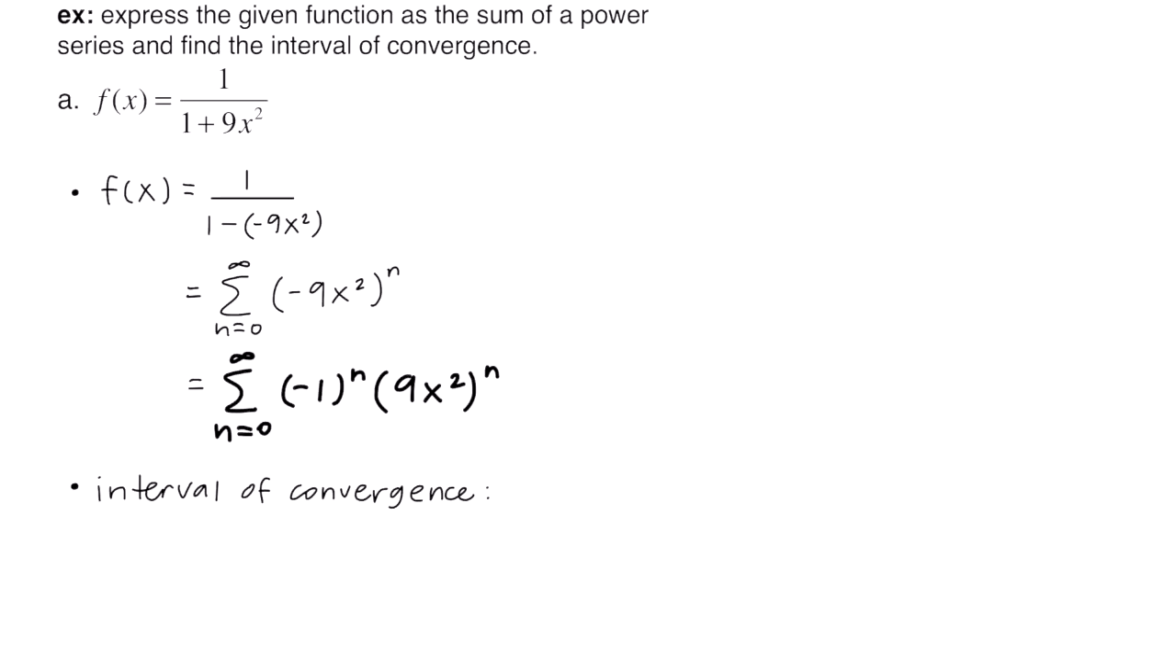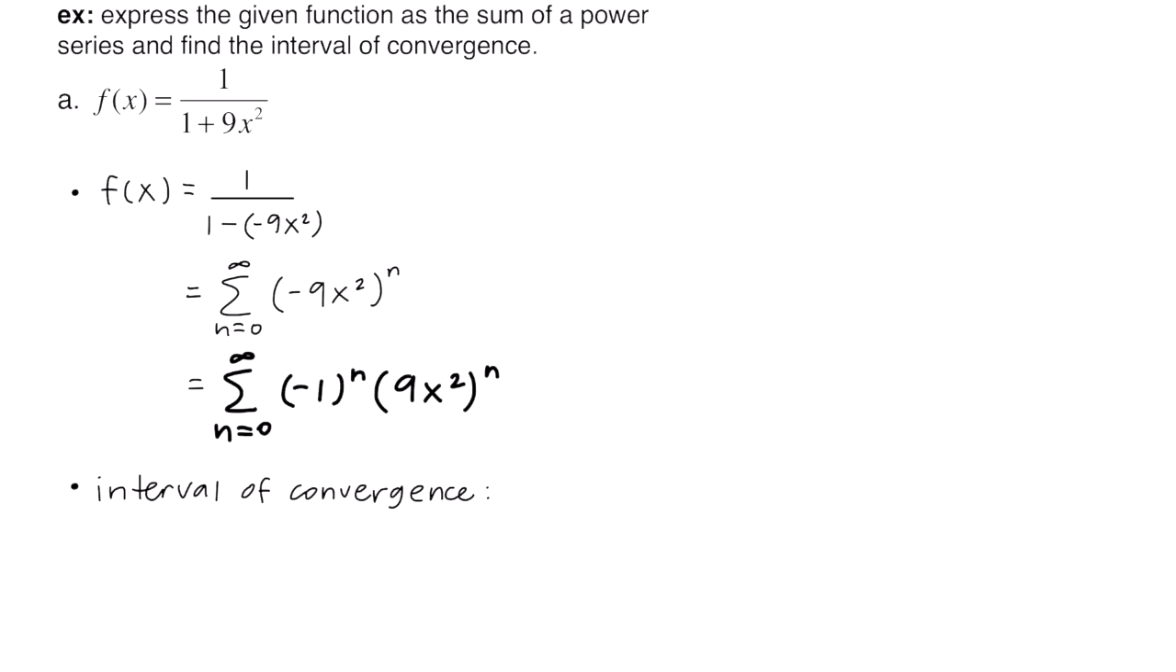Okay, I just want to recap. We took this rational function and put it in the form of 1 over 1 minus x. This is equal to the sigma notation, where we take this -9x squared and raise it to the power of n. You could leave your answer like this, or I just chose to rewrite it like this so we could see that alternating part. So this function equals this series.